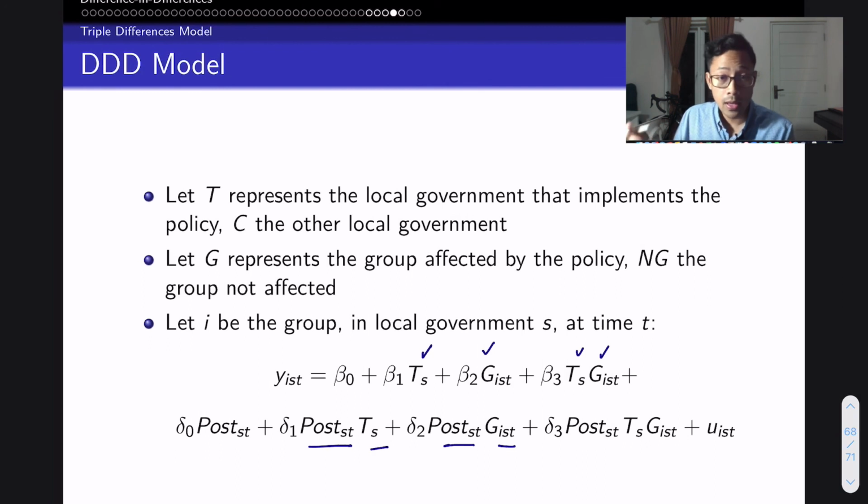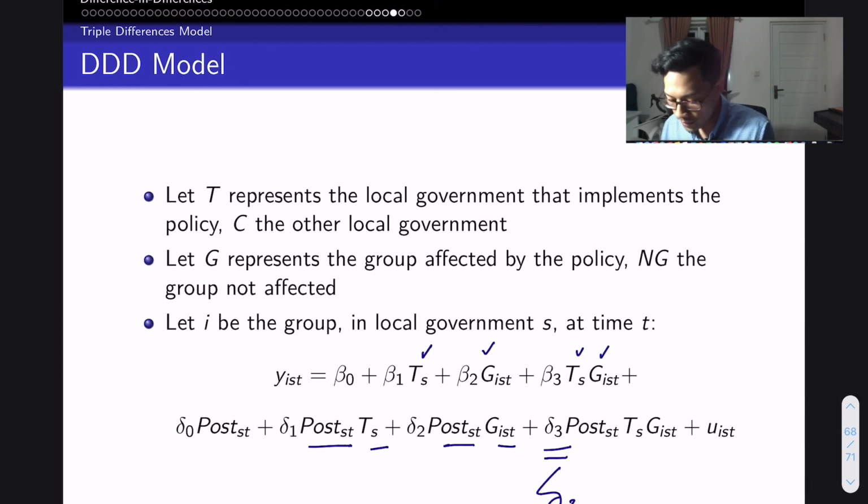Of course, the assumption of parallel trend still holds in this particular setting. It's just a different way of showing how the trend is actually parallel, because we now have two DIDs in this triple D model. Okay, so let's look at what delta 3 actually looks at.